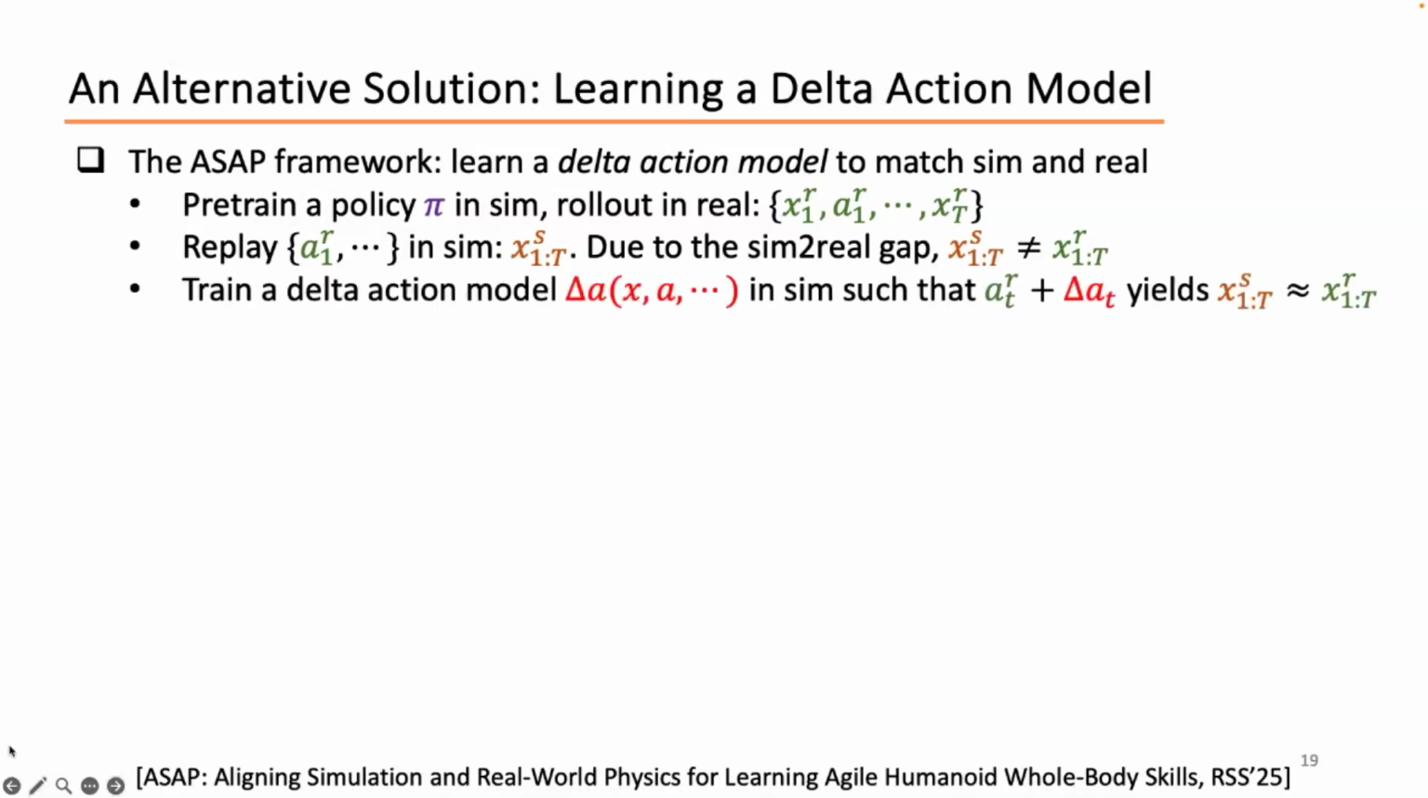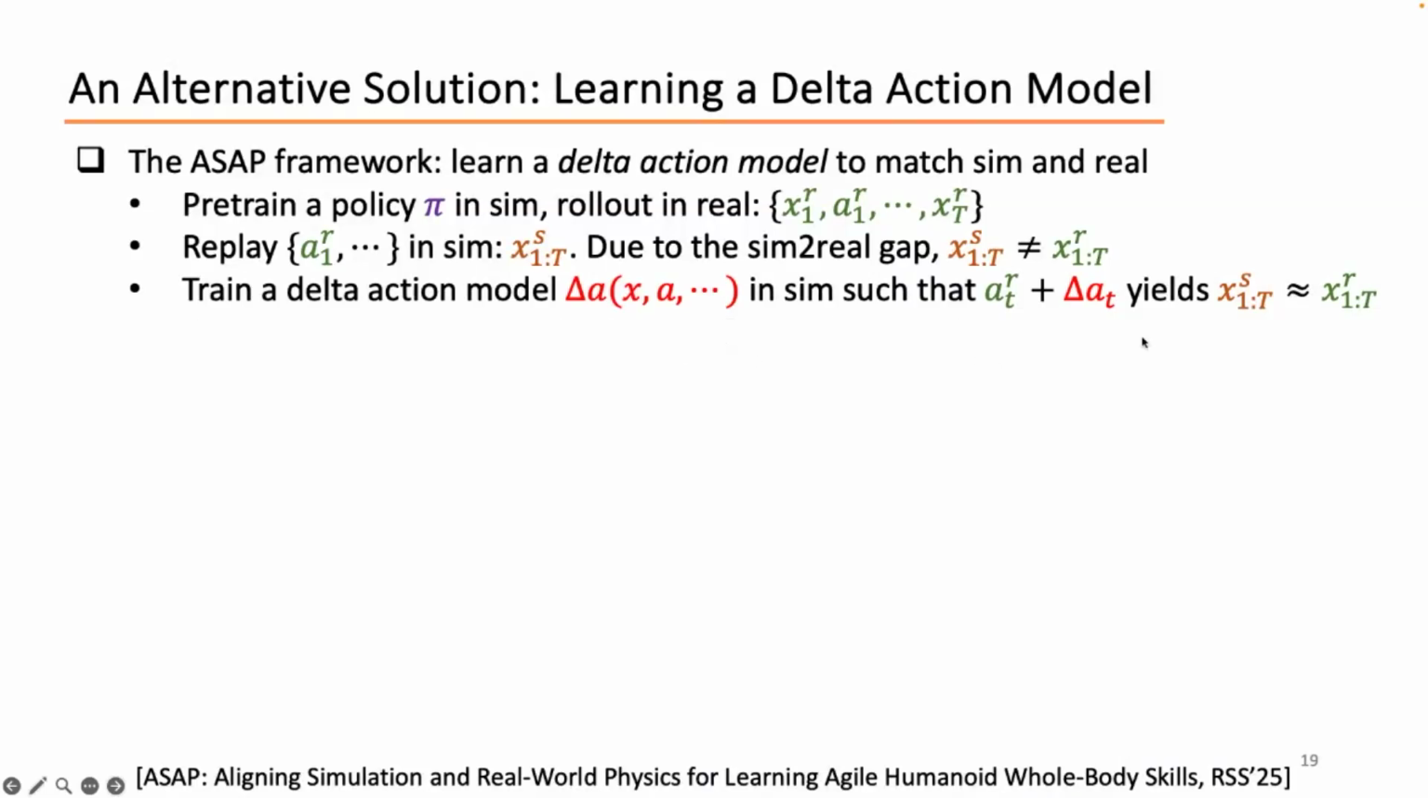And then we're gonna train a delta action model, delta A, right? Which is a neural network. And we train this in simulation. The objective is once we augment AR with delta A, the resulting trajectory in simulation, XS, will be very close to the trajectory in the real world. Right? In other words, with delta A, the replay trajectory in simulation is close to real world. And without delta A, it is different.